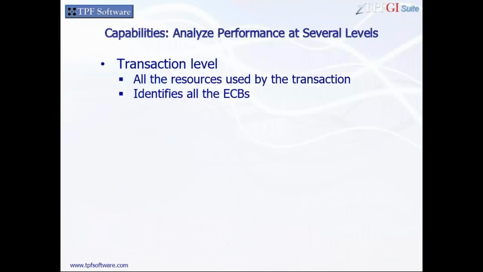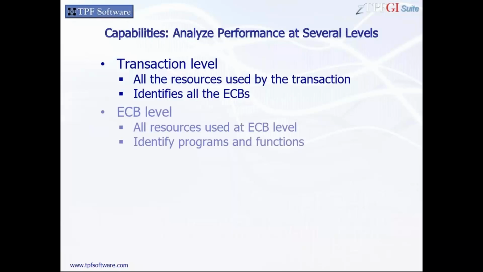We have levels of performance monitoring. One is the transaction level. It monitors the resources at the transaction level and identifies how many ECBs are involved in a transaction in total, and how many resources each ECB is using. So those are all monitored at the ECB level.